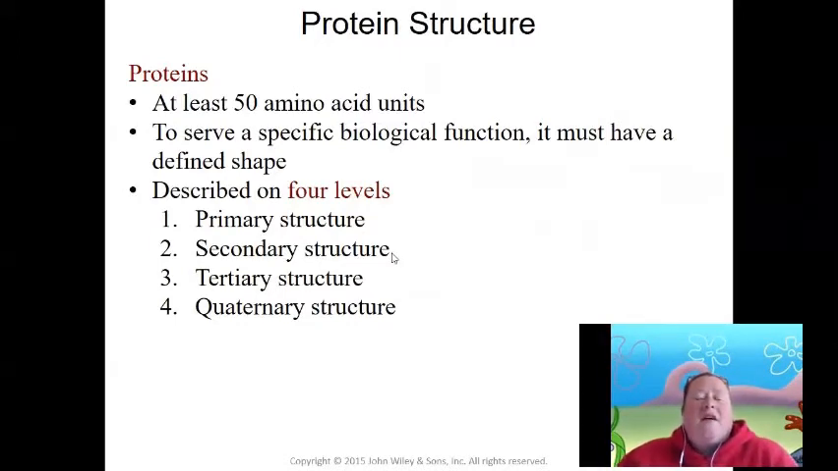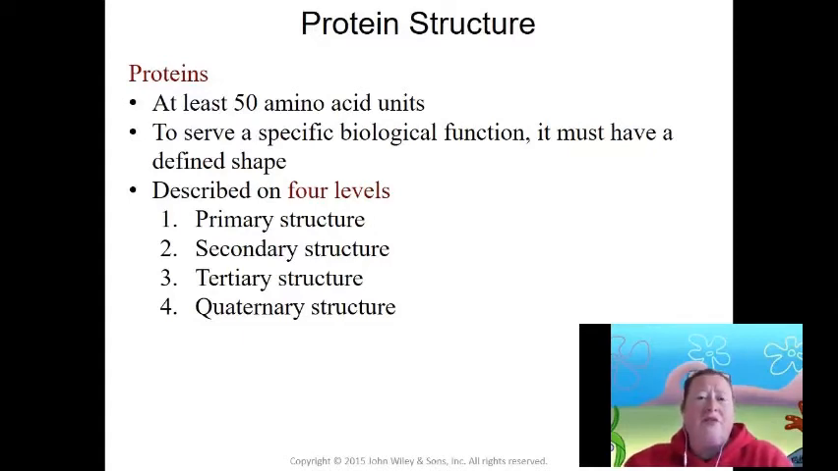So remember that amino acids, when they come together, form a peptide bond, and you can have a dipeptide or a tripeptide or a polypeptide. To have it categorized as a protein, we need at least 50 amino acid units. So proteins, once again, serve very specific biological functions, and we can describe them on 4 levels. The first level is the primary structure, which talks just about the amino acids being held together in peptide bonds.